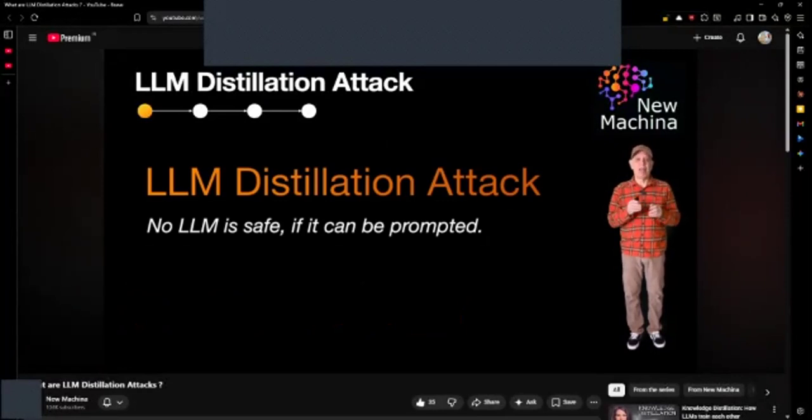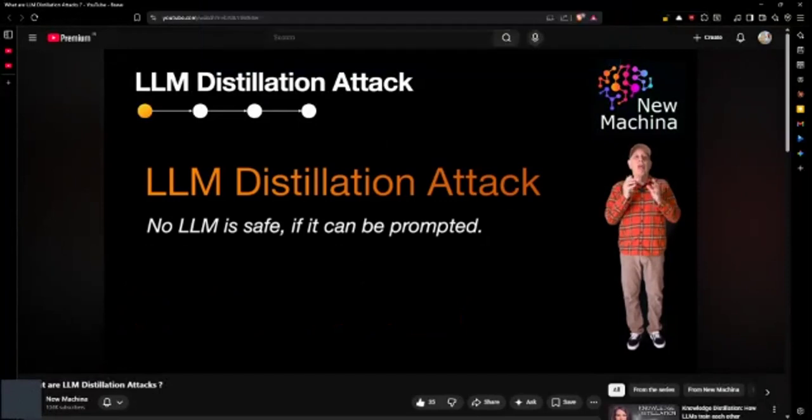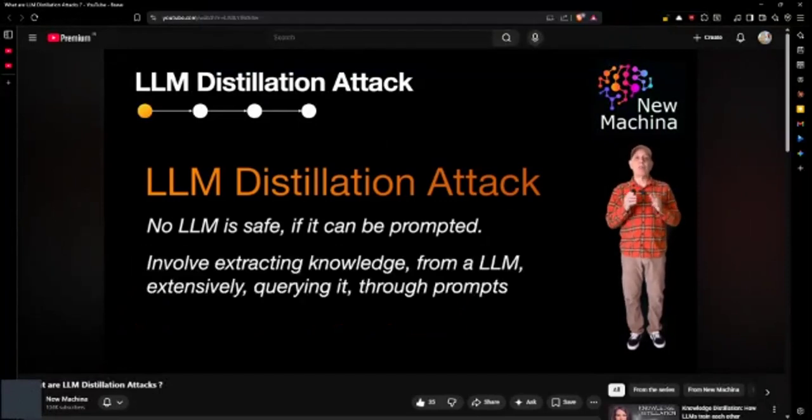What does this actually mean? Well, let me explain. LLM distillation attacks, also known as model extraction attacks, involve extracting knowledge from an LLM by extensively querying it through prompts. These attacks exploit the model's responses to approximate a similar model, potentially compromising proprietary information and intellectual property.